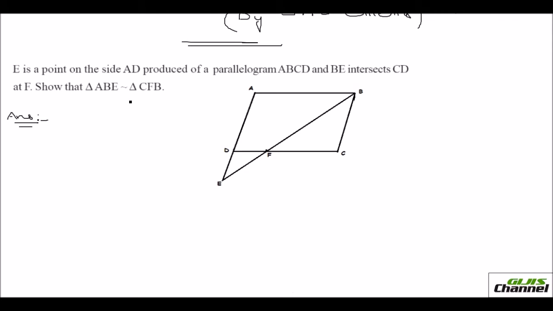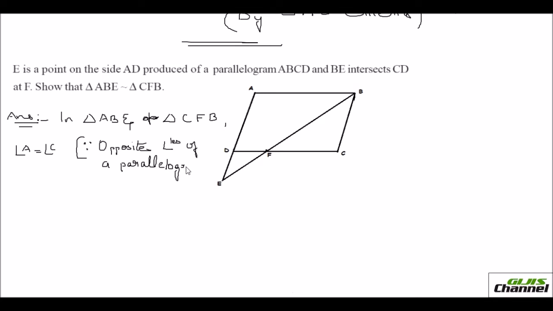Okay. So let us take the triangles ABE and CFB, which you need to prove, right? So in triangle ABE, you just need to think what similarity criteria you can use, okay? And triangle CFB, okay? What can we say here? You know that angle C and angle A are equal, right? Angle A is equal to angle C. Can you say why? Because they are opposite angles of a parallelogram, right?